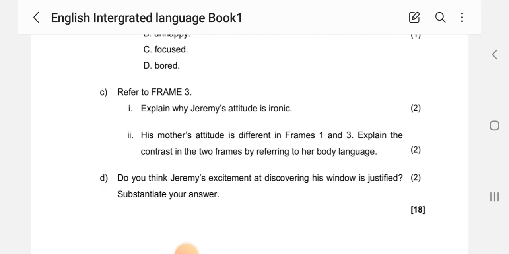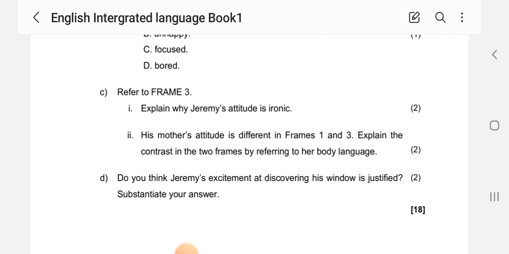Because in frame 1, his mother is smiling and her words are encouraging: "Are you cleaning?" In frame 3, she's standing upright. She's speechless, indicating her shock at Jeremy's wrong perception. She's shocked, closing her mouth, just like, what is this? What have I just witnessed? So that is the contrast, okay? From being smiling and surprised to being speechless and shocked.